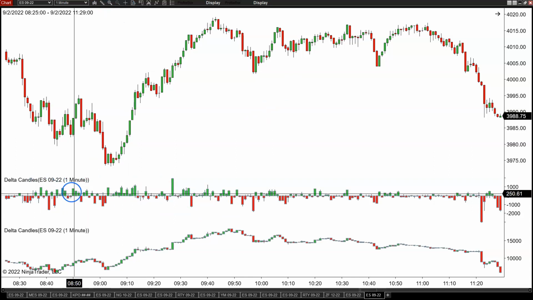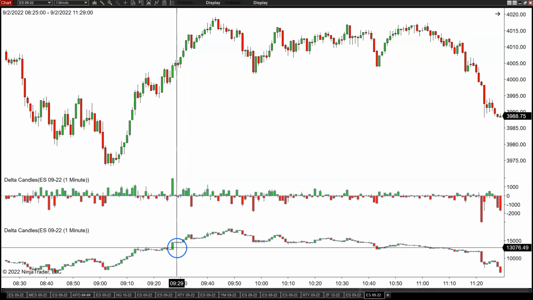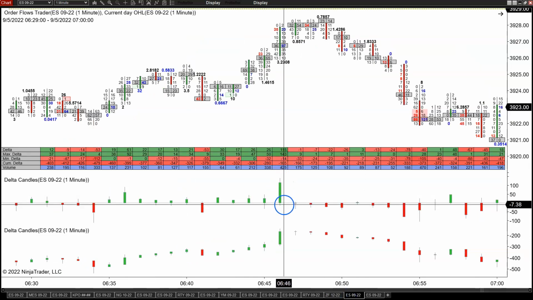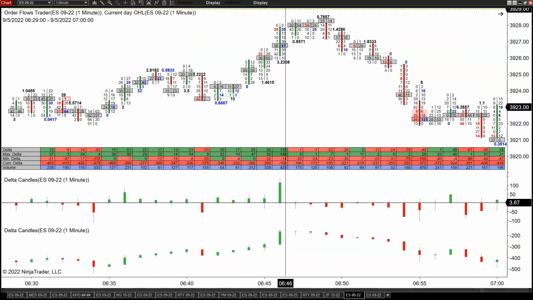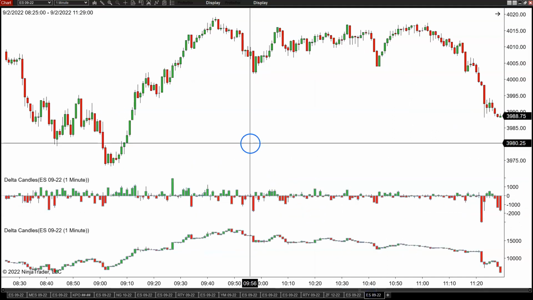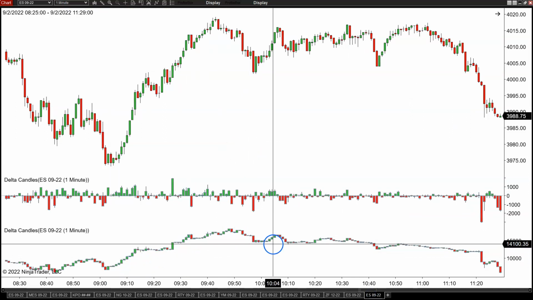Here we've got the bar by bar delta, as opposed to having to look at the numbers here. Sometimes it's easier just to look at how it's formed on a candlestick, and the mind processes images much faster than words and numbers. So if you can look at a candle and say, oh yeah, that's bullish or bearish, that's going to give you a faster reaction time. Down here is cumulative delta.